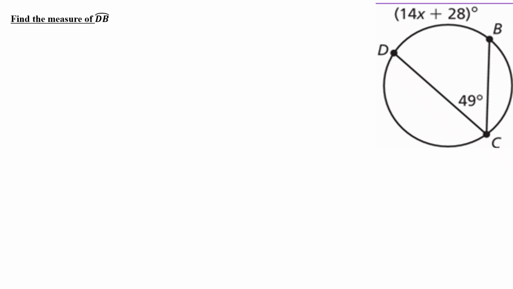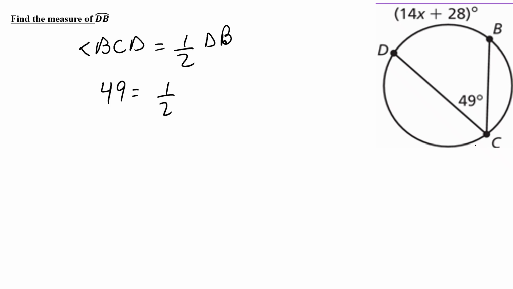Next question, find the measurement of DB. Arc DB is actually what? It is the opposite arc of the inscribed angle BCD. So first of all, write the rule that angle BCD is half of DB. What is angle BCD? It is 49, which is half of DB, and DB is 14x plus 28.